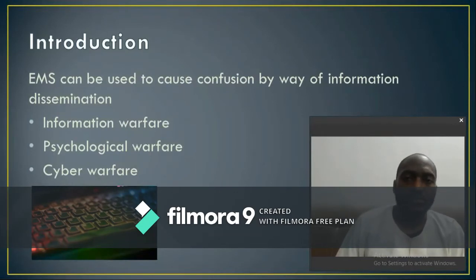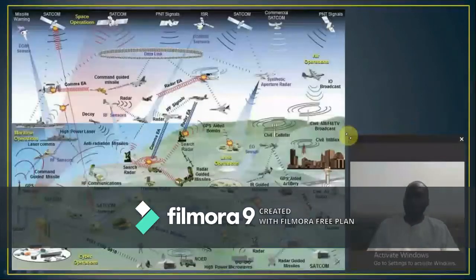Next slide, we see a summary of electronic warfare, how it can be used. So we have the various uses of the electromagnetic spectrum here. You see missile warning systems, satellite communications, space operations, PNT signals, ISR, commercial satellite communications, and so on. So we have air operations, radar for aircraft.